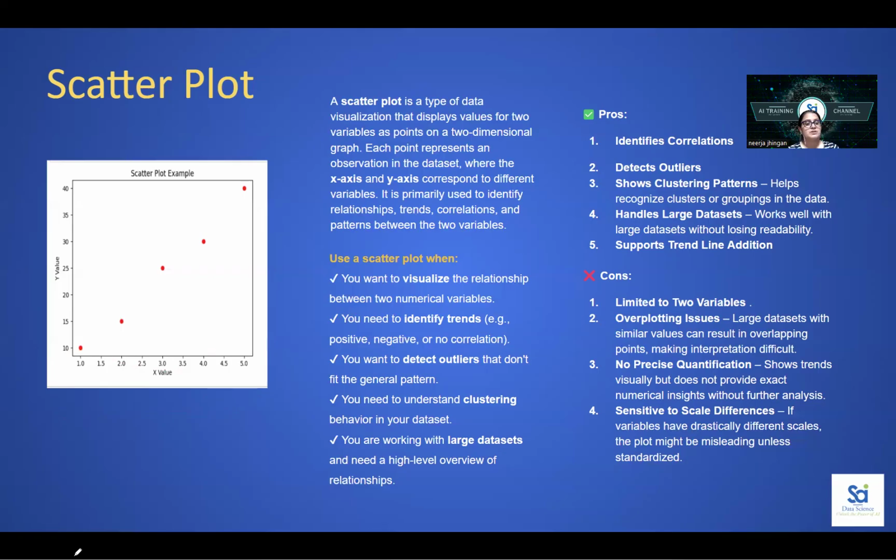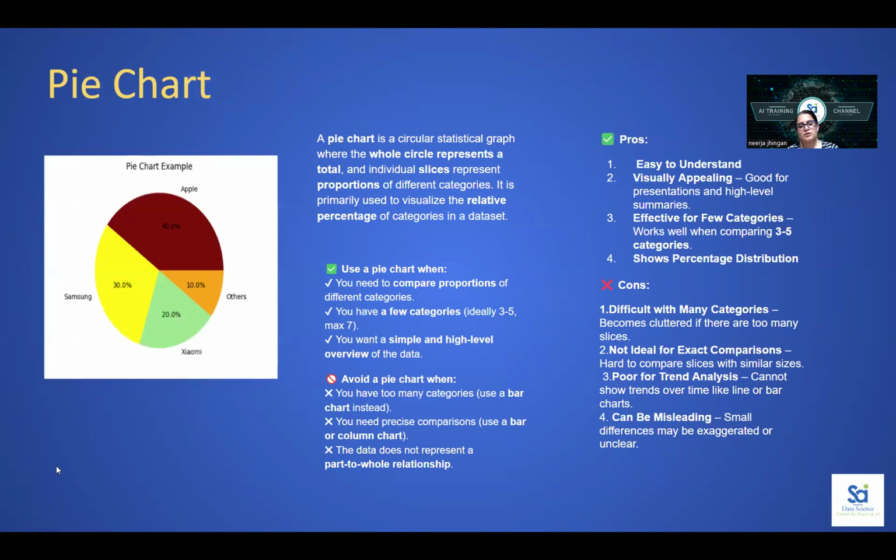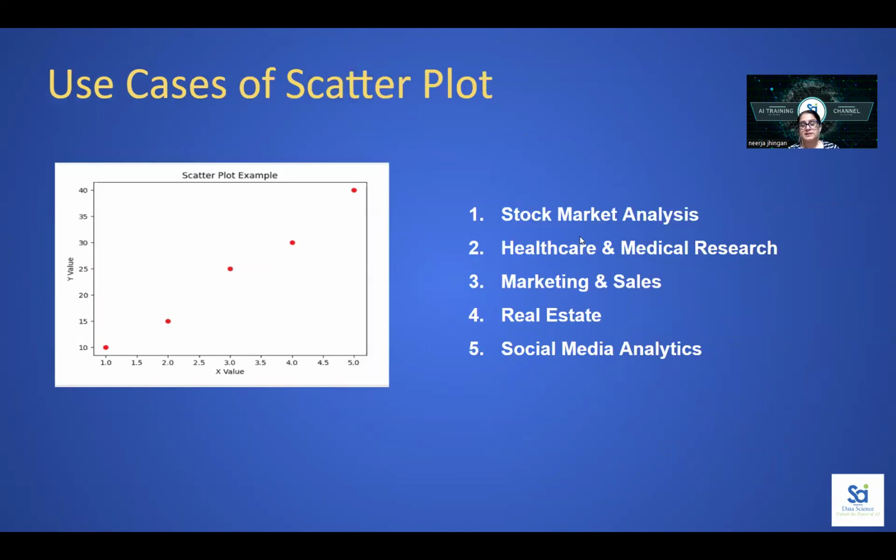Okay. So now we will move ahead with the use cases of scatter plot. You can use it for stock market analysis, healthcare and medical research, marketing, sales, real estate, and social media. So these are the most common use cases of your scatter plot. If you are working with any data set in these areas and you want to show the relationship between two variables, for example in marketing and sales, how much money was spent on advertisement and how many sales were made, then you can show the relationship between them.